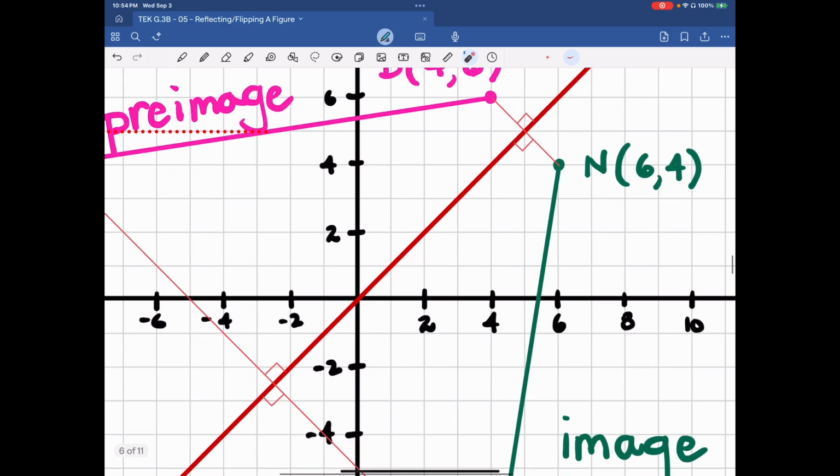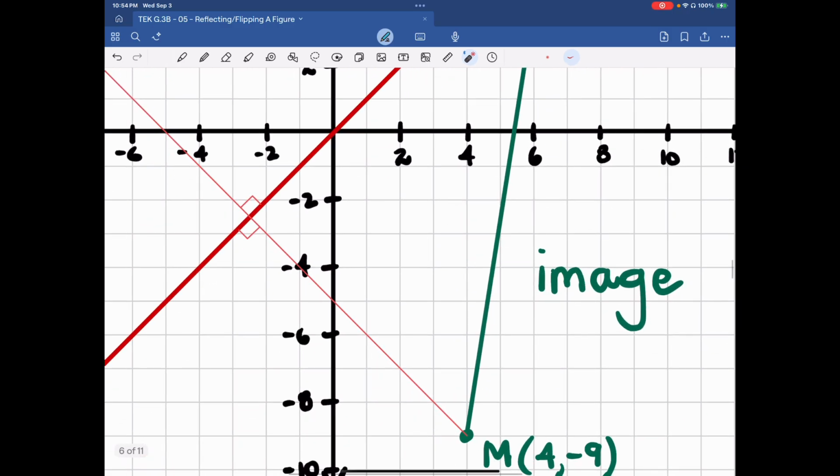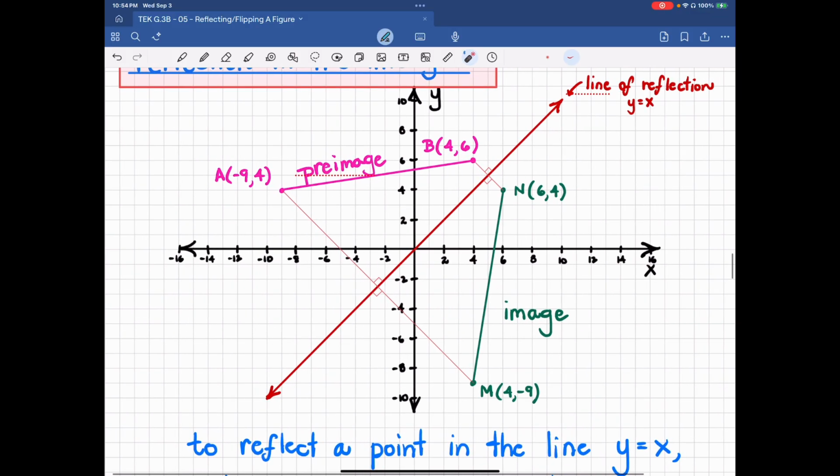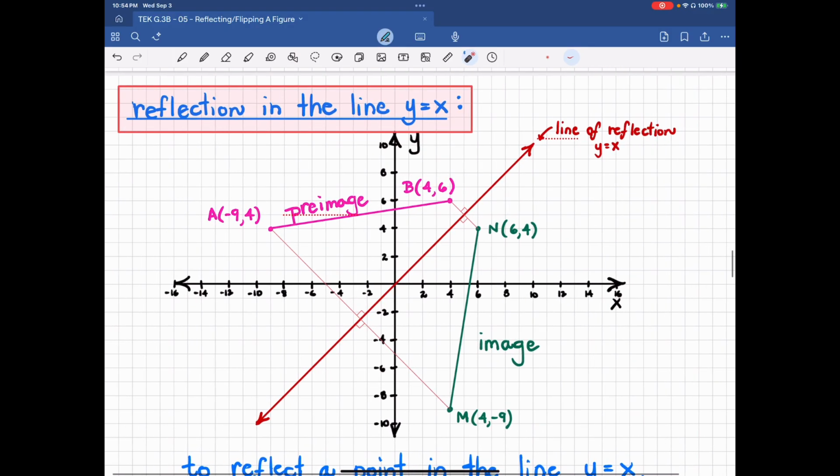So I'm going to come over here and I'm going to go over 4, down, negative 9. Bingo. Look, exactly the reflected point. So when you're reflecting a point on the line Y equals X, all you're doing is just interchanging the X and the Y coordinates.